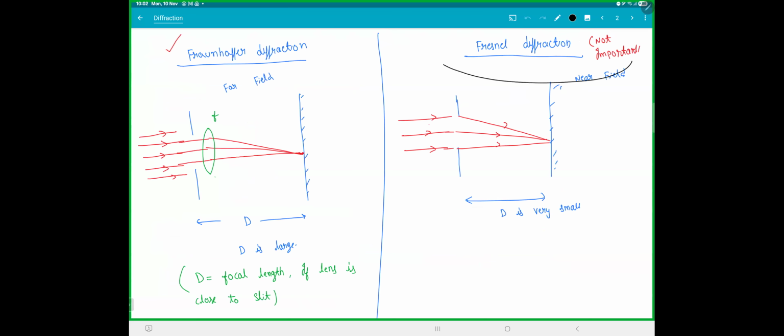Now Fresnel is not there in the portion. Fraunhofer is there. What is the difference between them? In Fraunhofer diffraction, the distance between the screen and the slit is large. In Fresnel, the distance is small. So we won't be studying Fresnel anyway.